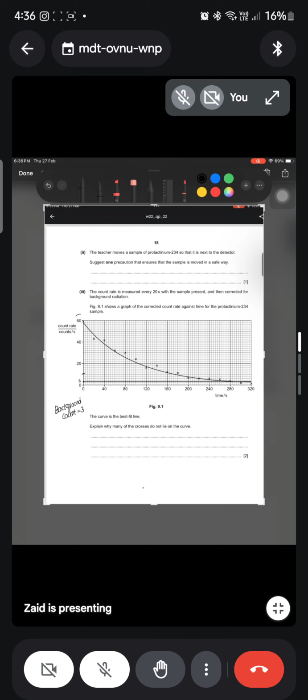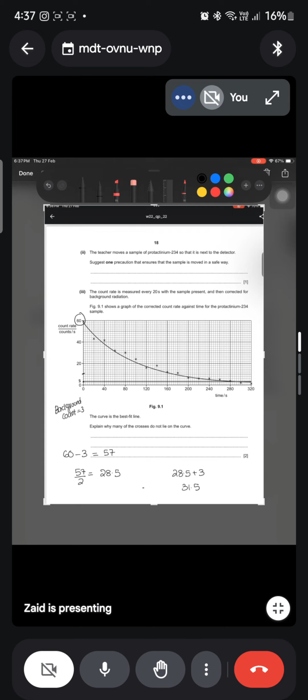Your initial count rate is 60. 60 minus 3 is how much? 57. 57 divided by 2 is how much? 28.5. 28.5 हो गया. दोबारा 3 ऐड करो. So it's going to be almost 31.5. Now you have to go into the graph and cut the graph.